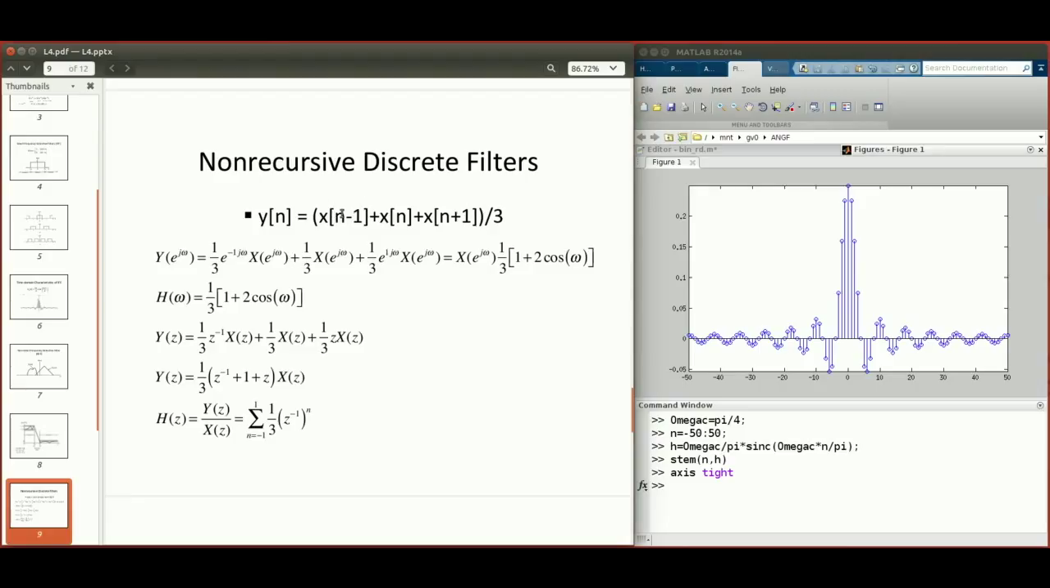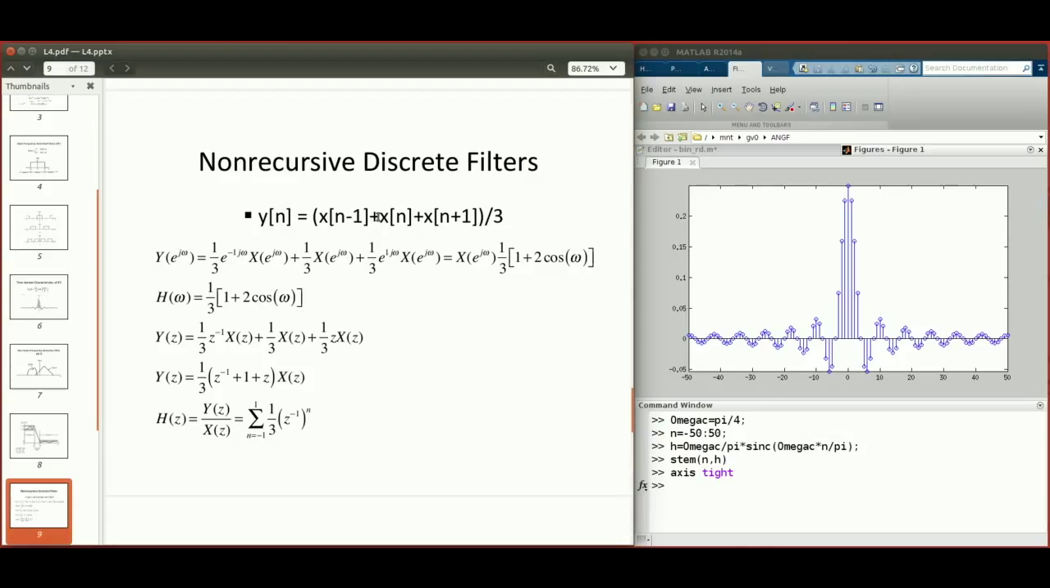But now let's try to determine what the expression for this particular filter is in the frequency domain. If you want to determine the filter in the frequency domain, let's do a Fourier transform of both x and y, basically the left-hand side and also the right-hand side. If you do a Fourier transform of y[n] on the left-hand side, you get a big Y as a function of omega.